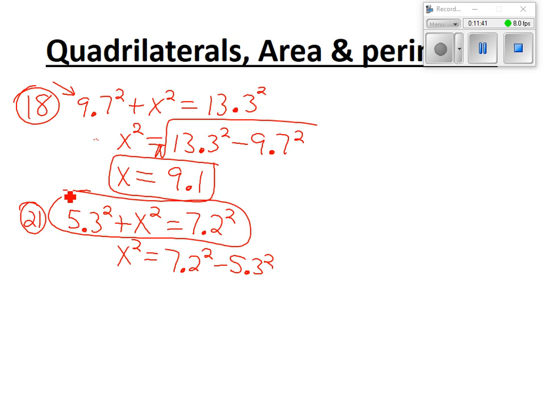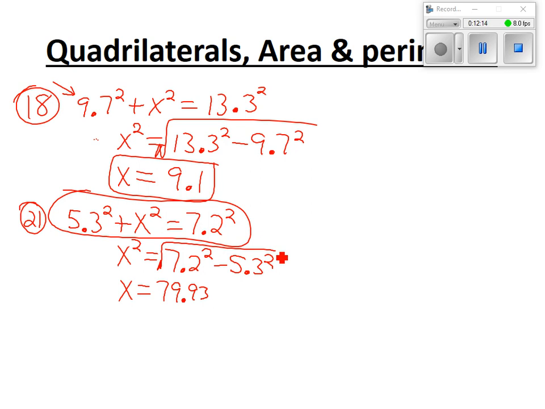What's that leave you with? What is it? 79.93. Anybody else get that? What were we looking for? The leg. Is this our answer then? No, we need a square root. We still got to take the square root.